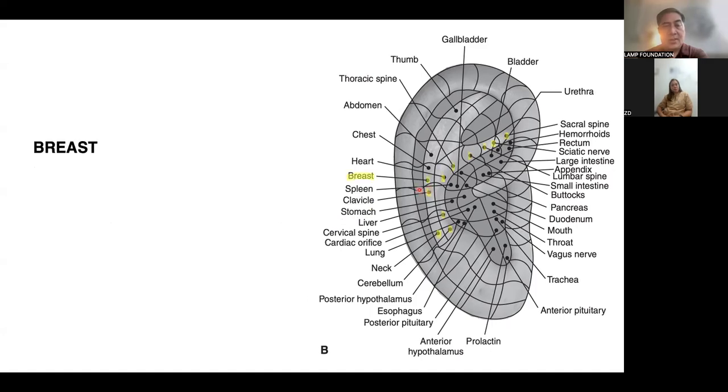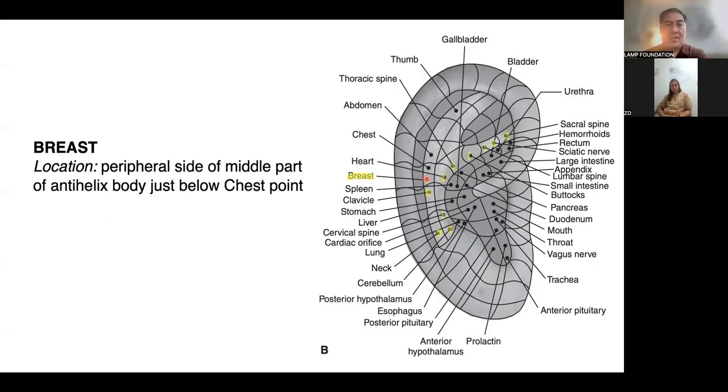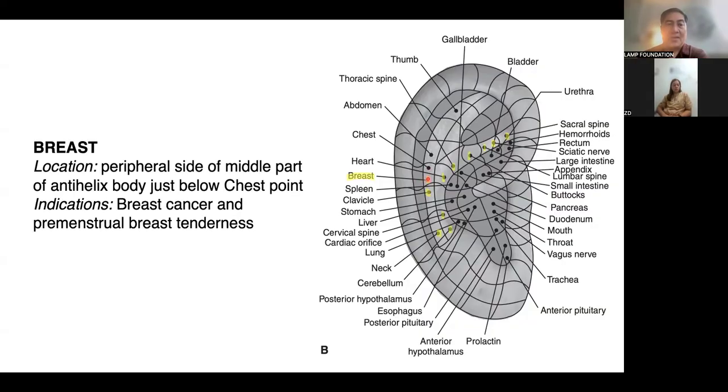Next, we move to the breast. Now, for women, this is very, very relevant. If it is a little bit discolored, you should already start asking questions like, do you have issues with your breast? No? So peripheral side siya of the middle part of the antihelix body, just below the chest point, no? So we're going down na, sorry, going down. Indications: breast cancer and premenstrual breast tenderness.